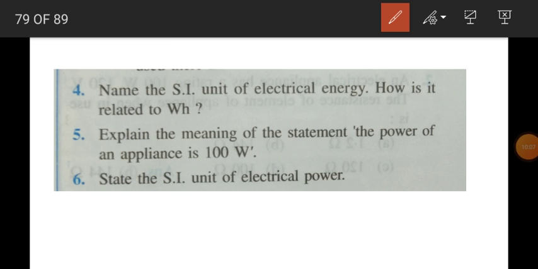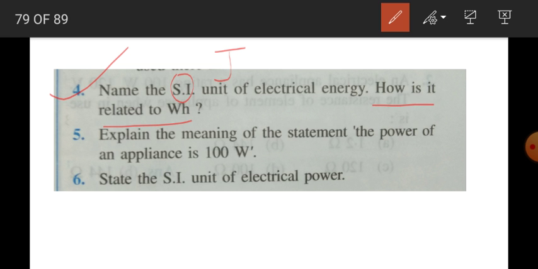Okay, now let's check these questions. Name the SI unit of electrical energy. SI unit is joule. Okay, SI unit of all energy is joule. How is it related to watt hour?